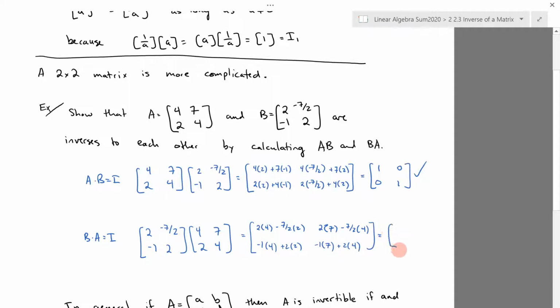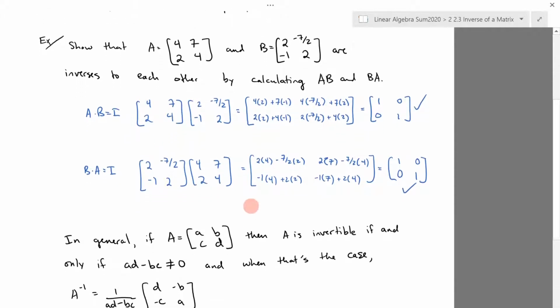Calculating the entries, it's 8 minus 7, which is 1. 14 minus 14, which is 0. Negative 4 plus 4, which is 0. Negative 7 plus 8, which is 1. Okay, so that also checks out. So we see that A and B are inverses of each other. But again, what is actually the relationship between their entries? We'll see what the relationship is in a second.